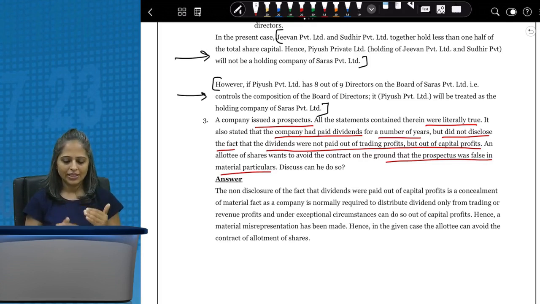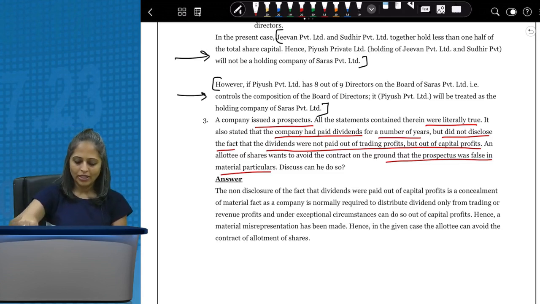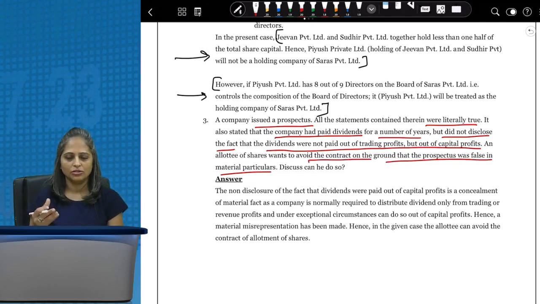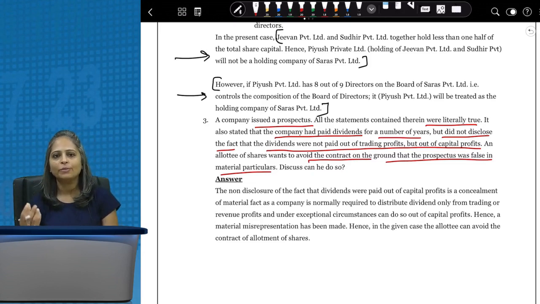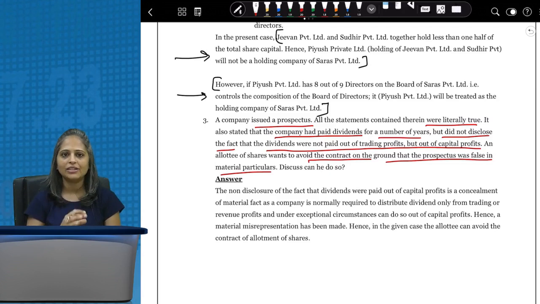Now we will say in the present case, the company has issued a prospectus and the fact that the dividend was paid out of capital profits and not trading profits is not disclosed. Hence, in the present scenario, if the allottee wants to avoid the contract on the grounds that the prospectus was false in material particulars, he can do so, because declaring dividend out of capital profits and not trading profits is a material fact which has not been disclosed by the company in its prospectus.